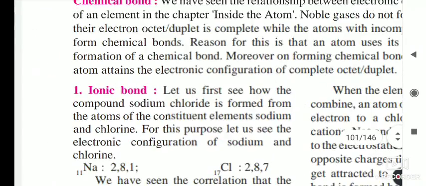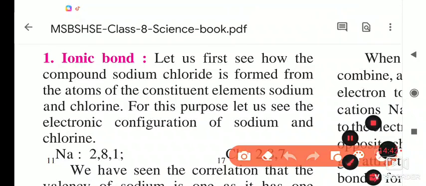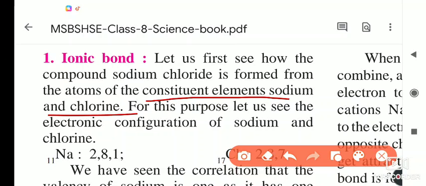Okay. The next point is the ionic bond. Let us first see how the compound sodium chloride is formed. So for that we will study how it is formed. Here the atoms of the constituent elements are the sodium atom and the chlorine atom. First of all, these are the reactants. For this purpose, let us see the electronic configuration of sodium and chlorine.